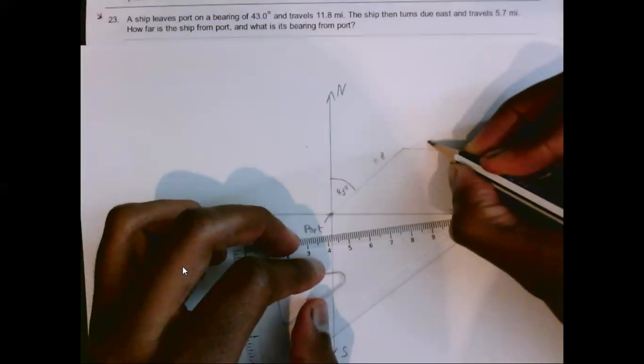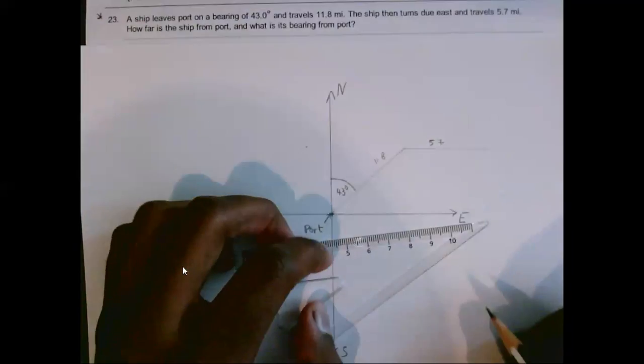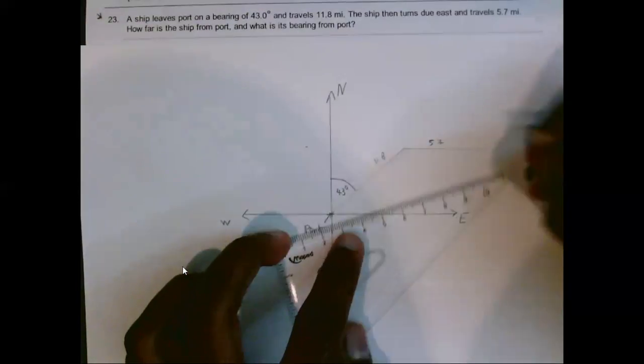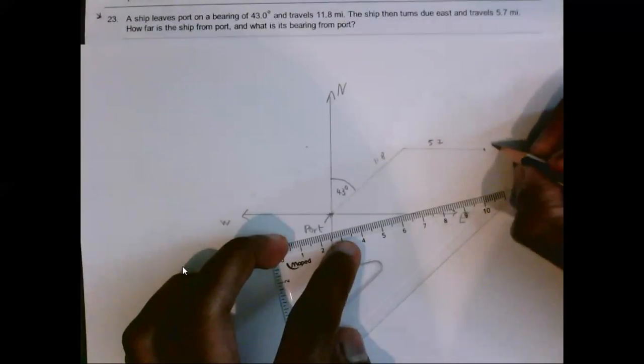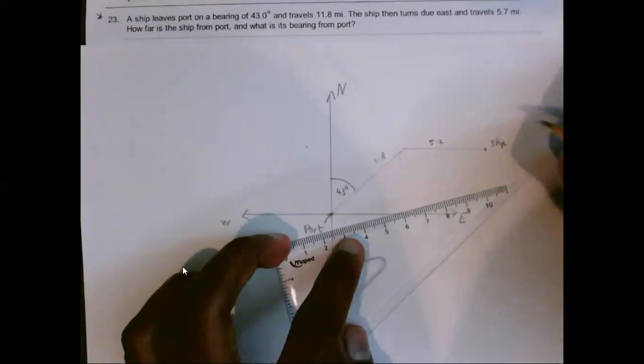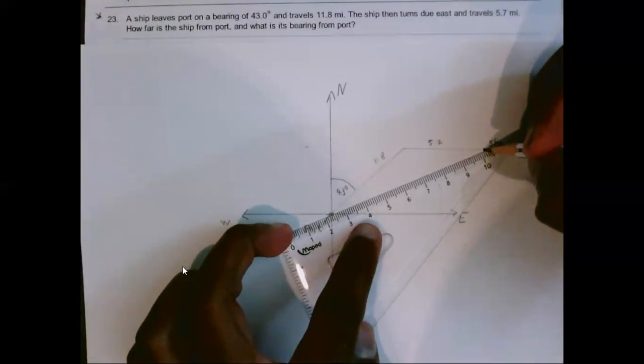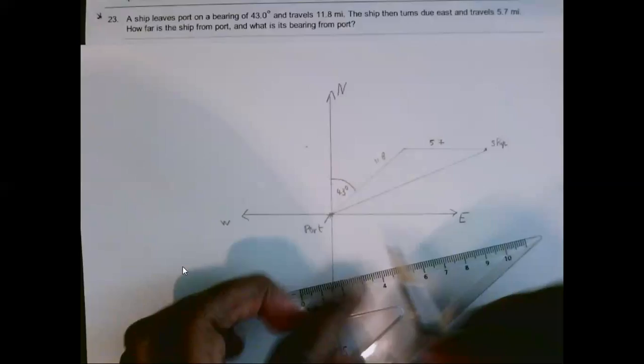This is the ship here. How far is the ship from the port? So what's the distance between the port and the ship? Okay, so how do we find the different angles? How do we do that?